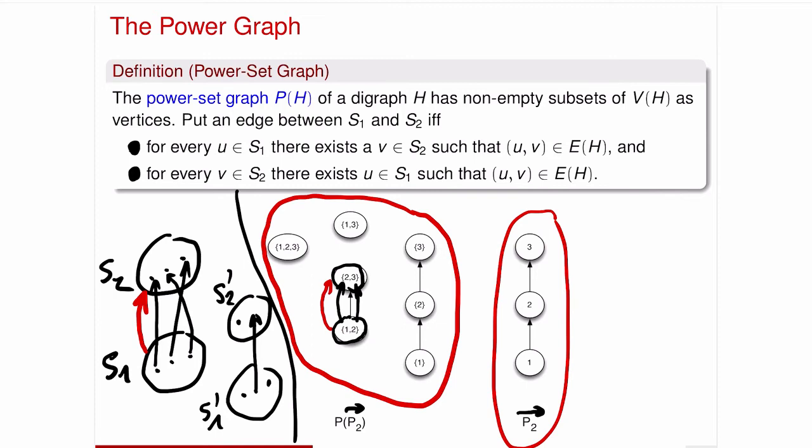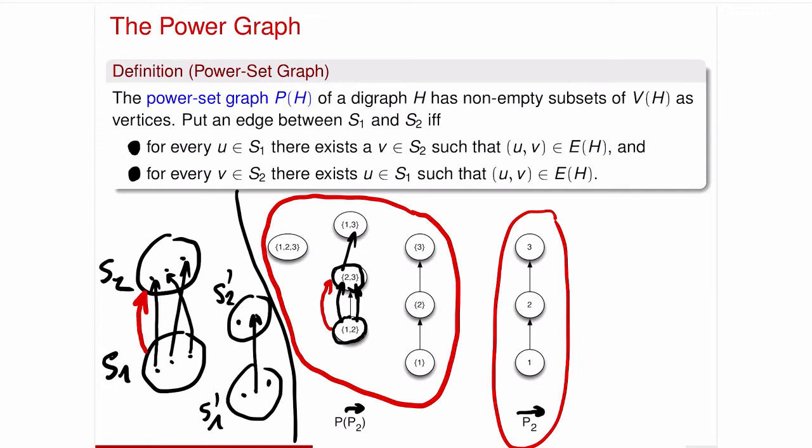Now let's look at 2, 3 and 1, 3. I have certainly an edge from 2 to 3, that's fine. But then 3 is lonely. There's no outgoing edge from 3, so there would not be an edge in the Powerset graph here.